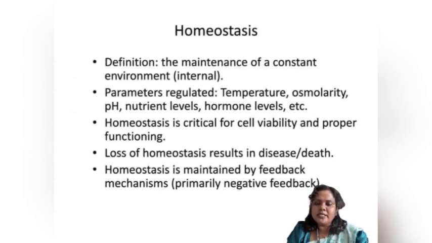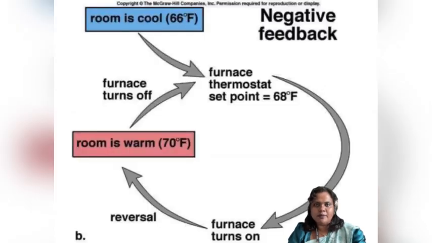And it is very critical for cell viability and proper functioning. Loss of homeostasis results in disease or death. It is maintained by feedback mechanisms, primarily the negative feedback mechanism. See, this is how the negative feedback mechanism works.